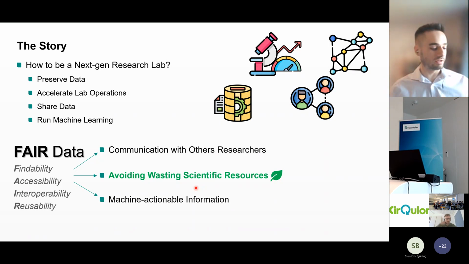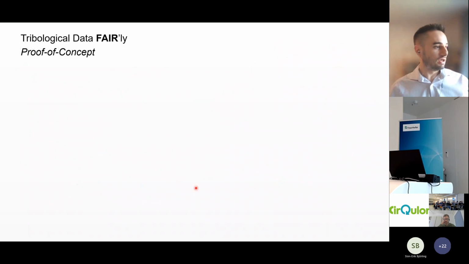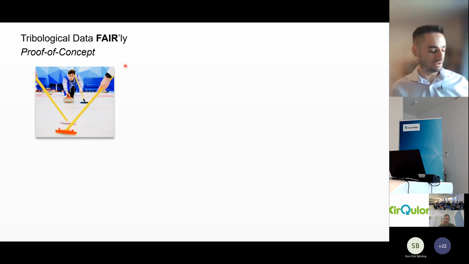So really creating this FAIR digital object infrastructure is a way to preserve our environment from the R&D operations. Our specific field is tribology, and we wanted to work on tribological data. Just as an illustration, this is a typical case of tribology where the stone is sliding down the ice, and we work on friction, wear, and lubrication.